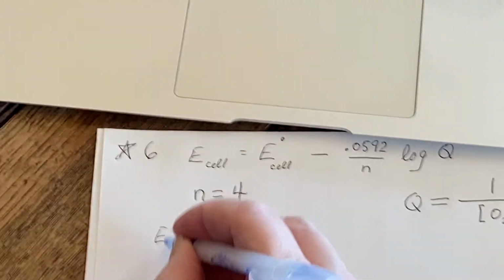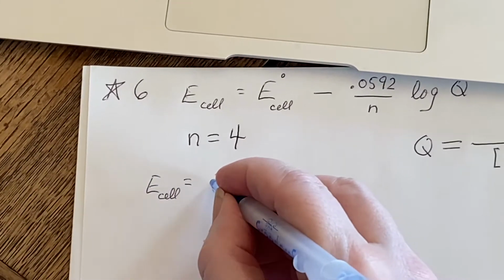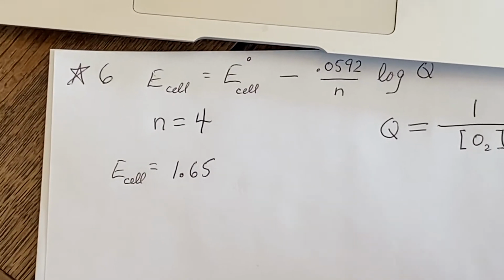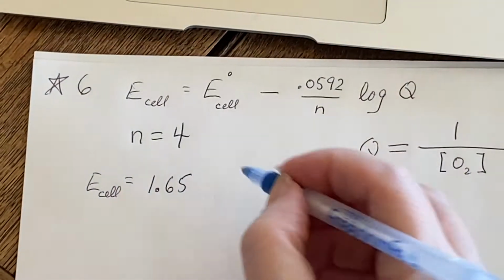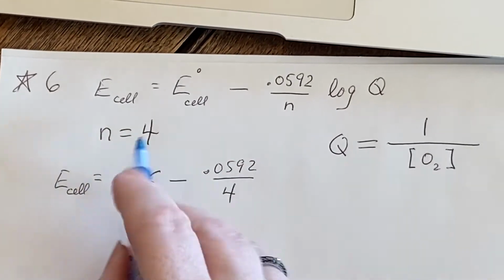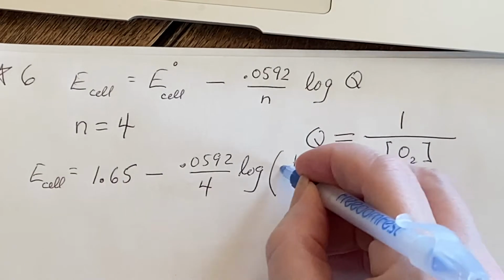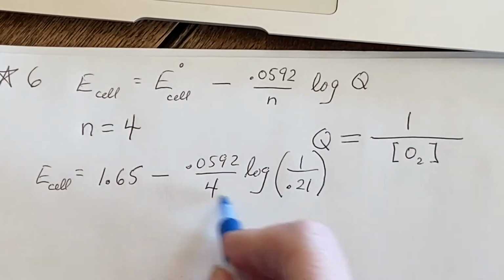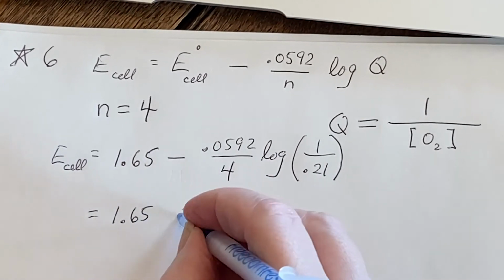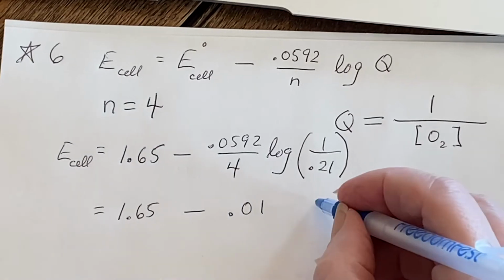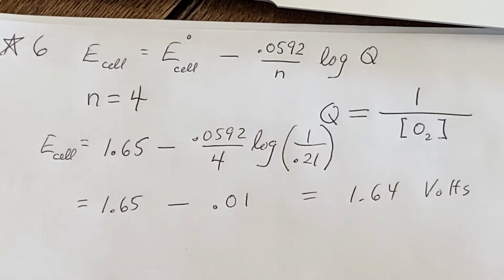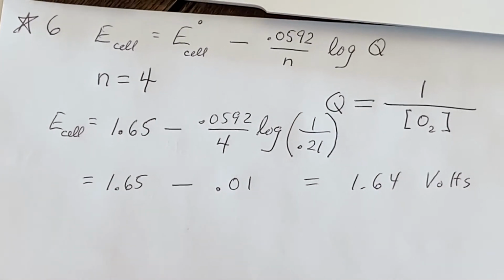My formula just turned into the original one that we'd been given, the 1.65, that would be if it was an all oxygen atmosphere. And then I am going to subtract 0.0592 over 4 times the logarithm of 1 over 0.21. When I get done calculating this, I find out, wow, that is not very much. I'm subtracting only this much, giving 1.64 volts, which is why nobody gets very excited about the whole thing. It hasn't changed that much.